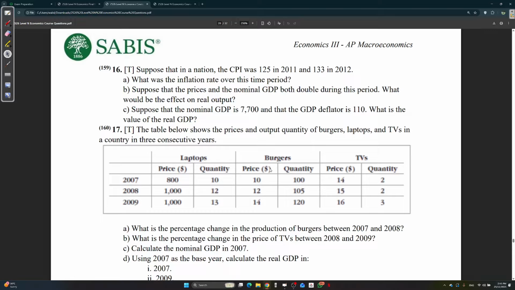Alright, suppose that in a nation the CPI was 125 in 2011 and 133 in 2012. What was the inflation rate over this time period? If you're given CPIs and you're asked to calculate the inflation rate, inflation is simply equal to CPI2 minus CPI1, or if you want, CPI current year minus CPI base year, over CPI 1 times 100. So in this case it's going to be 2012, 133, minus 2011, which is the old year, over the old year, 125, times 100.